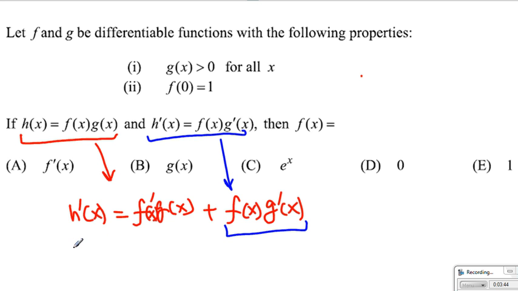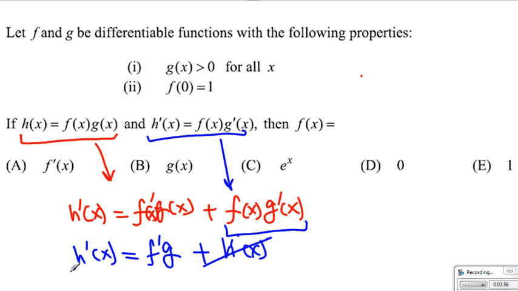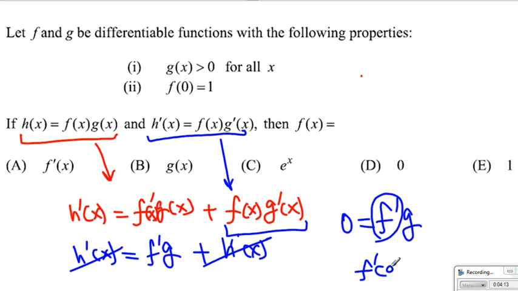Therefore, if you simply substitute h prime of x is equal to f prime times g plus h prime of x, then you will realize that this will cancel out with this one. Hence, we will end up getting 0, which is equal to f prime times g. But we know that g will never be equal to 0 because they're all greater than 0. That means the only thing that's possible is f prime of x should always be equal to 0. That's the conclusion that we end up getting.